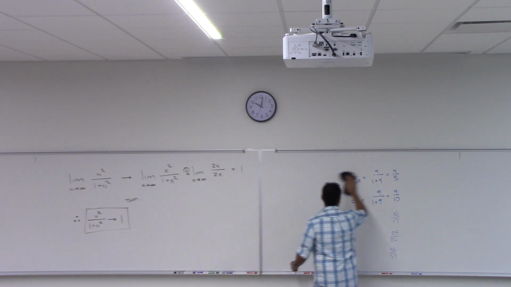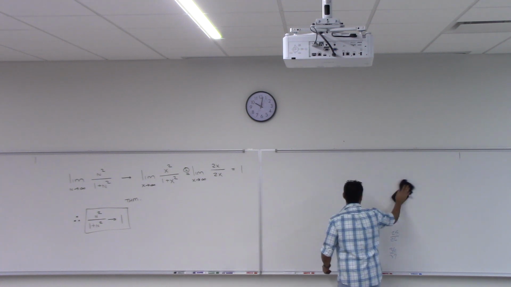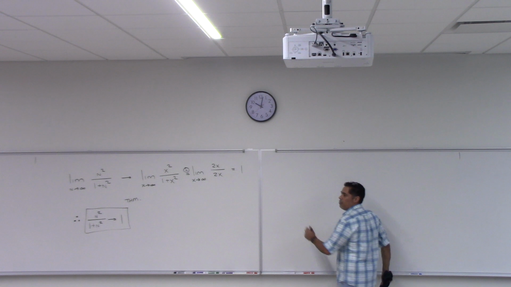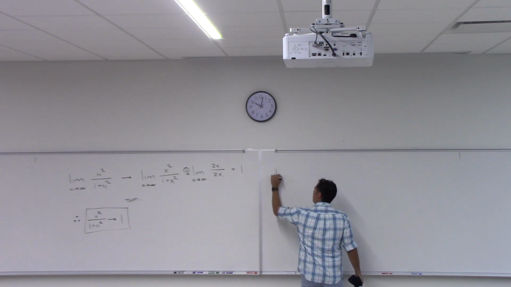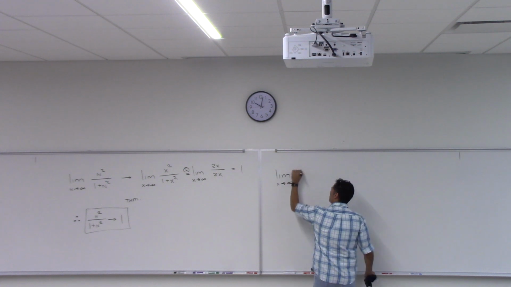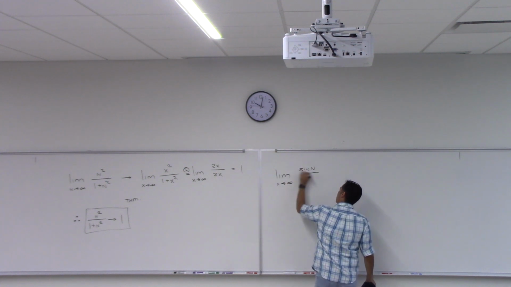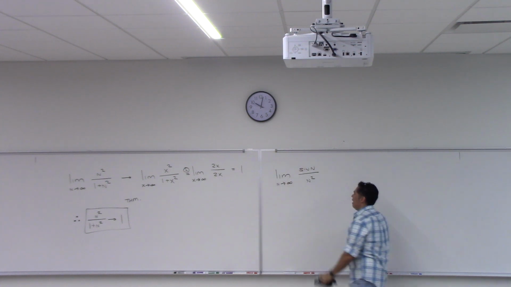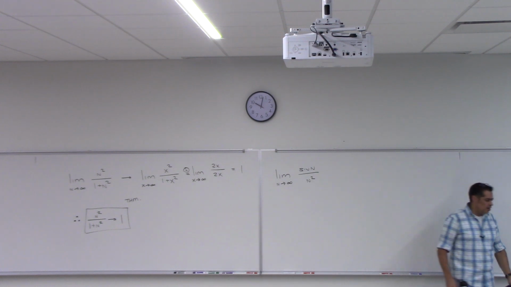Sine n over n squared. This will be a good test to see how you learned limits back in Cal 1. Okay, so I want the limit as n goes to infinity of sine n over n squared. All right, so let's talk about what happens as n goes to infinity here.